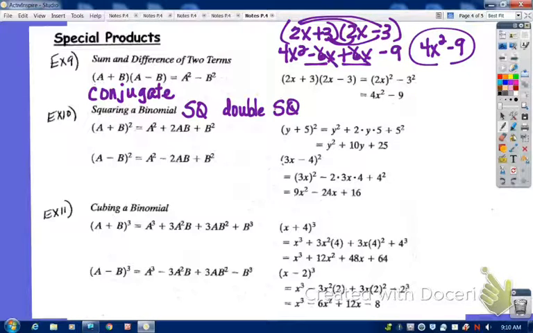Okay, it's a very quick way to square a binomial, and you're going to need quick ways when you get to Algebra 2 because your problems are going to be really long, and you're just going to want to do y plus 5 squared in your head. All right? So that's your binomial squared.